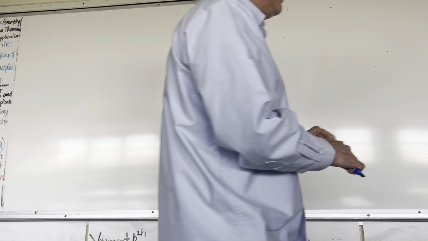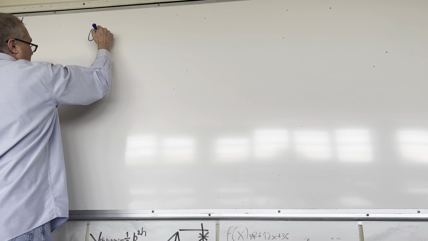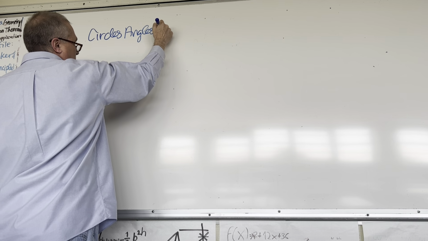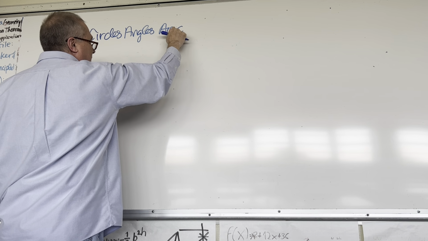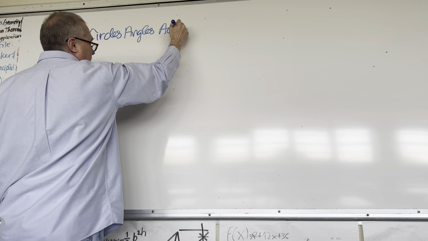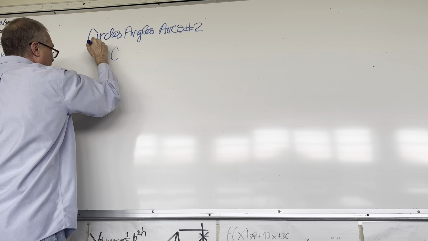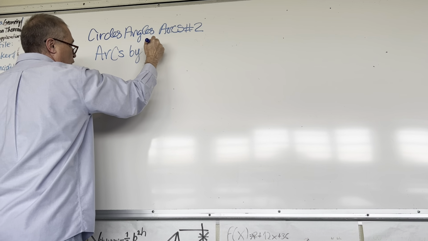All right, so this one is, now we're into circles, angles, arcs, number 2. Circles, angles, arcs, arcs, number 2. Okay, this is arcs. Arcs by chord.